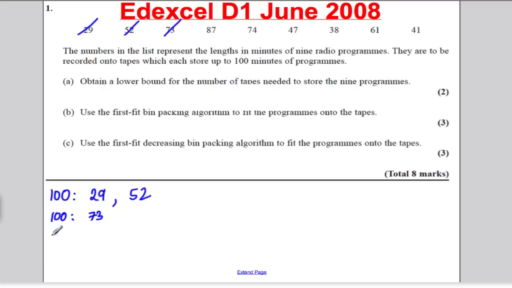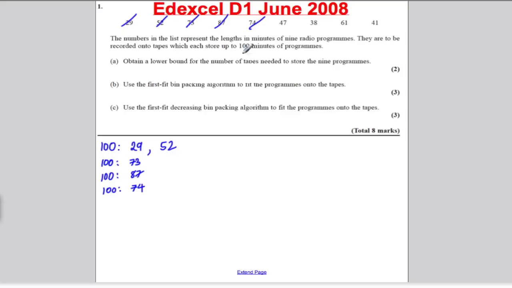Your 87 wouldn't fit on any of the two above. So your 87 would go there. Your 74 would not fit on any of the above, so it would go there. Okay, your 47, would that fit anywhere? No, 47 no good anywhere, so 47 goes on its own as well. 38, would 38 fit anywhere? Well, 38 wouldn't fit in any of these, but it would fit here, so 38 would nicely fit there.